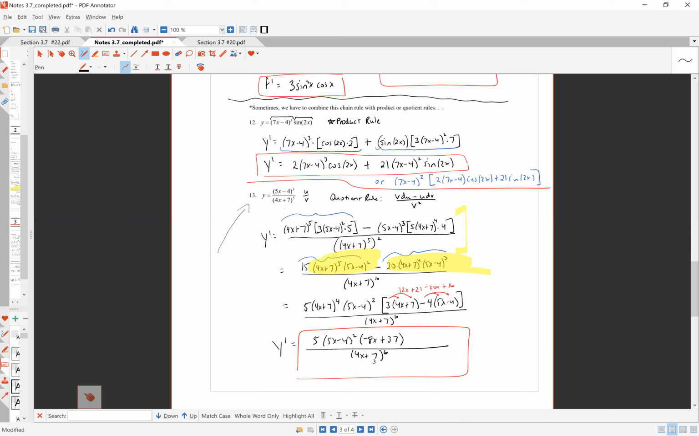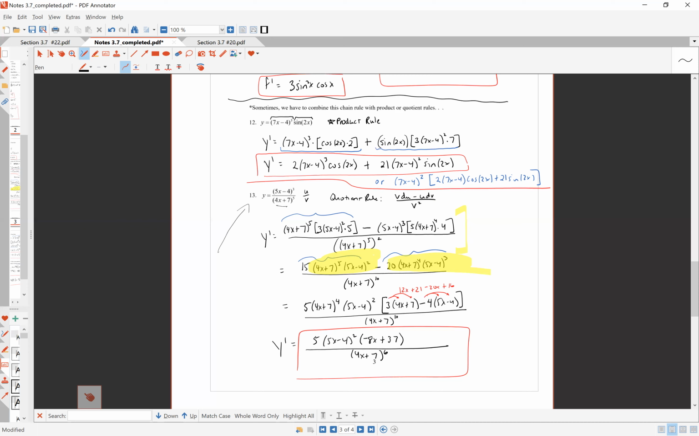What do we have in the denominator? 4x plus 7 raised to the fifth. You drop down the 5 times 4x plus 7, subtract 1 from 5 to get the fourth, and then multiply by the derivative of the inside, which is 4. So we use the chain rule to find the derivative of the numerator and the derivative of the denominator. Then you divide the whole thing by 4x plus 7 raised to the fifth, squared.